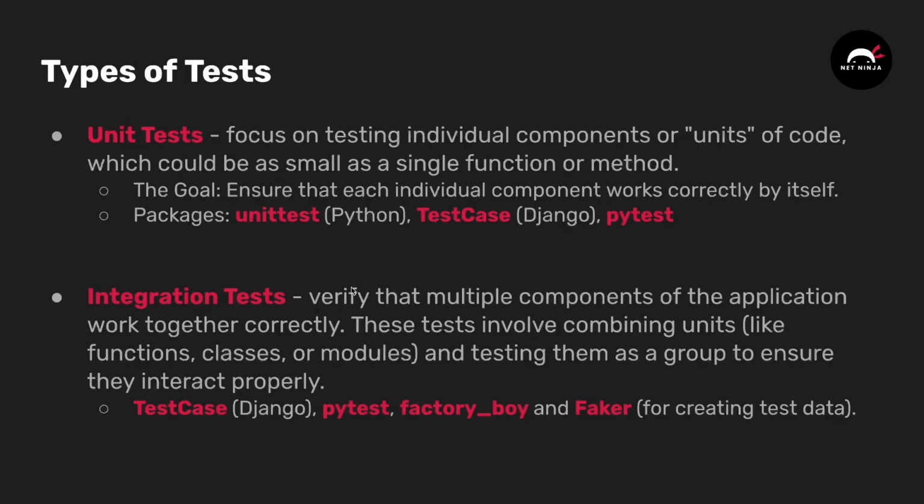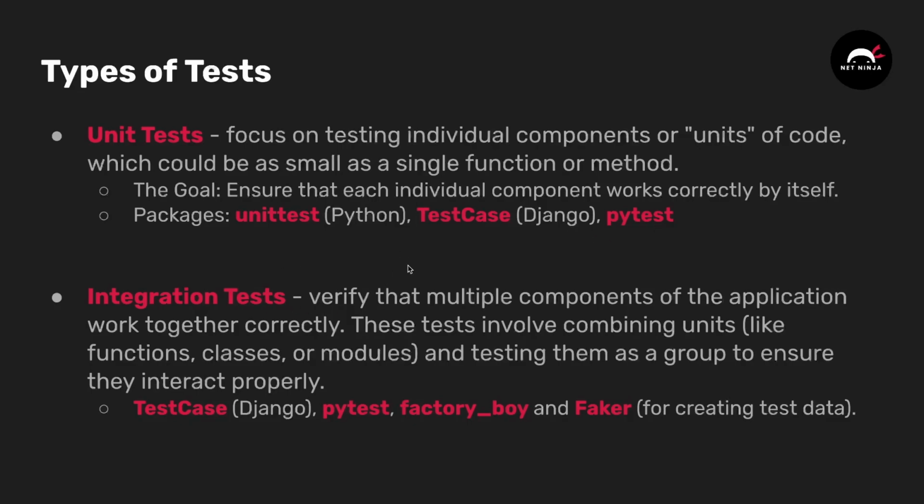So let's have a quick look at the types of tests you might have in an application. Let's start with unit tests. These focus on testing individual components or units of code. And those units can be as small as a single function or method in your application. And the goal of unit tests is to ensure that each individual component works correctly by itself. Some packages and utilities for unit testing in Python include the built-in unittest module in Python's standard library, as well as the test case classes in Django, and you can also use a third-party package like PyTest.